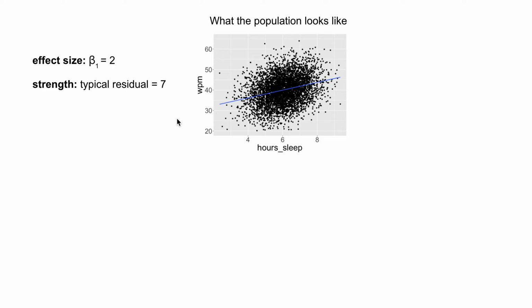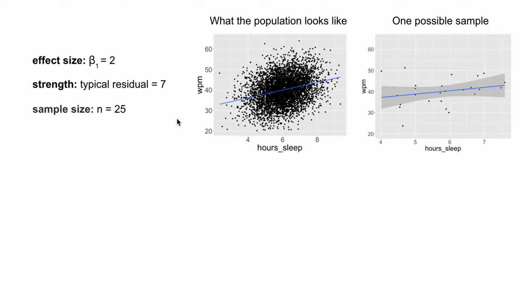Further, the strength of this relationship is weak to moderate. The typical person's typing speed falls 7 words per minute from their model prediction. Next, suppose we were to estimate this relationship using data on a sample of just 25 subjects. One possible outcome is shown here. In this case, notice that the gray error bars encompass the possibility that there's no relationship between typing speed and sleep. Thus, this particular sample would lead to a type 2 error.